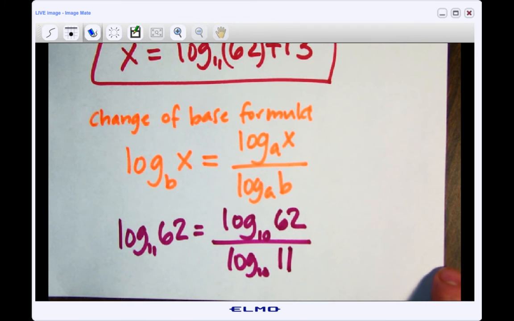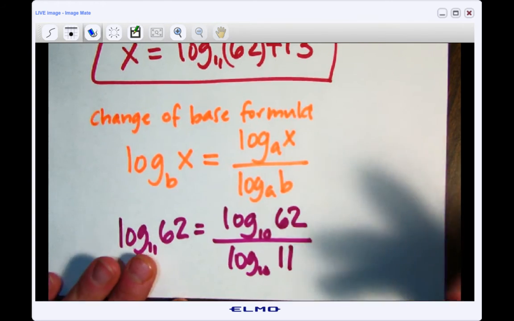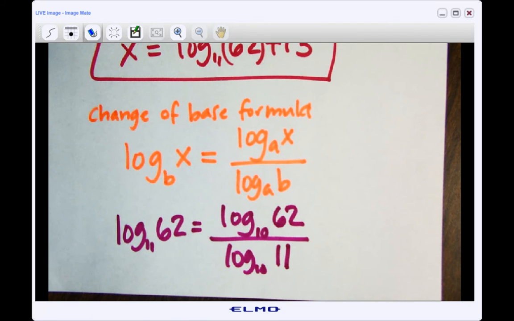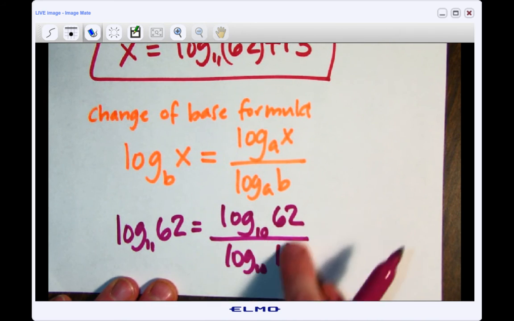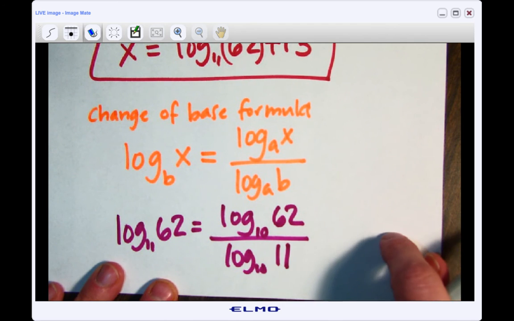Okay? So if you remember, when we solved it in the last video, this expression we wrote as log 62 over log 11. That's what it looked like when we solved it. If you go back to your notes, you can actually see that that's what it was before we changed it. And now this is something I can plug into my calculator. And so I just plug this into my calculator and add 13.